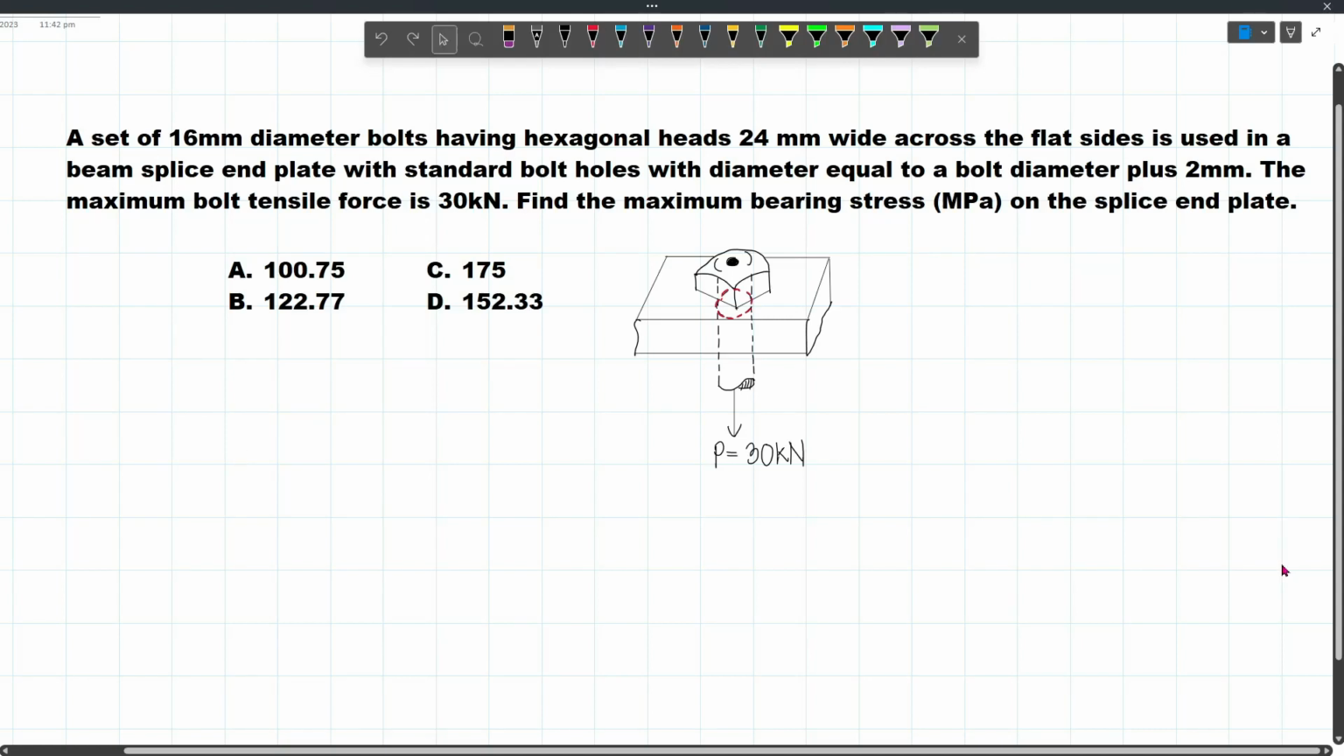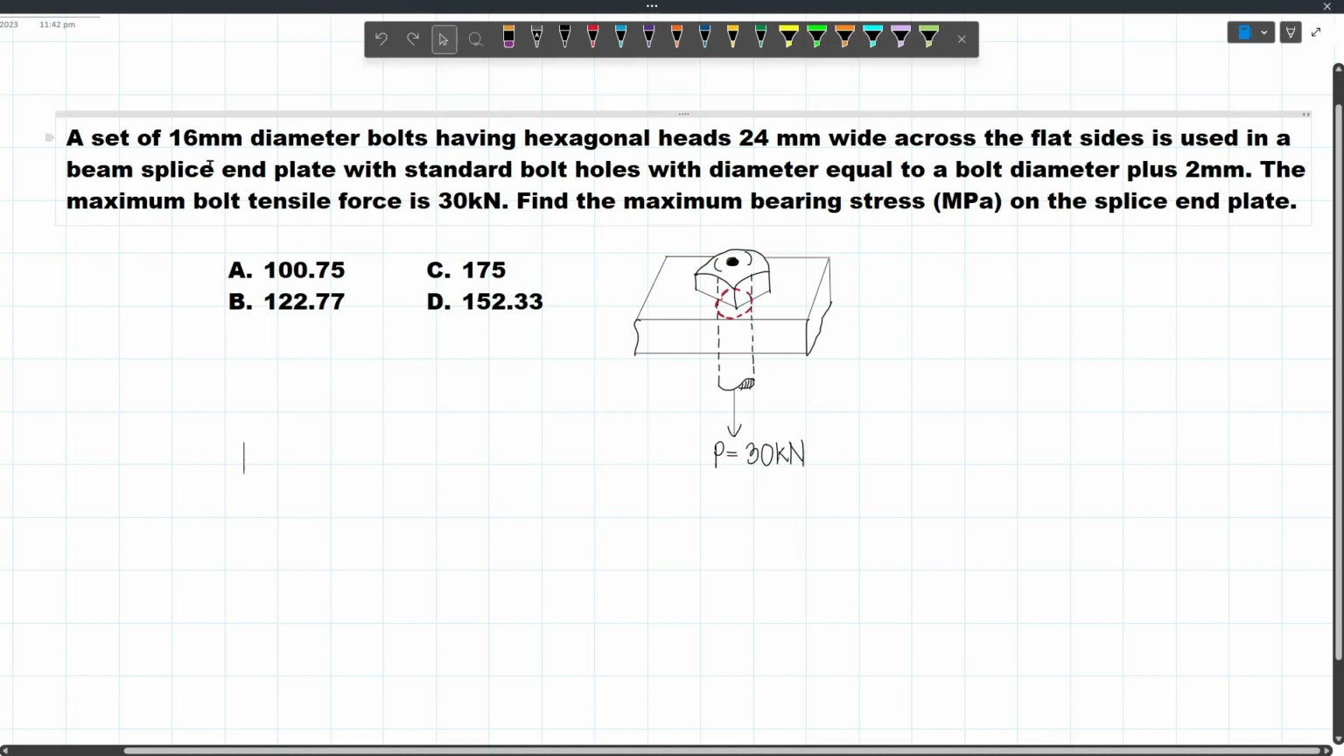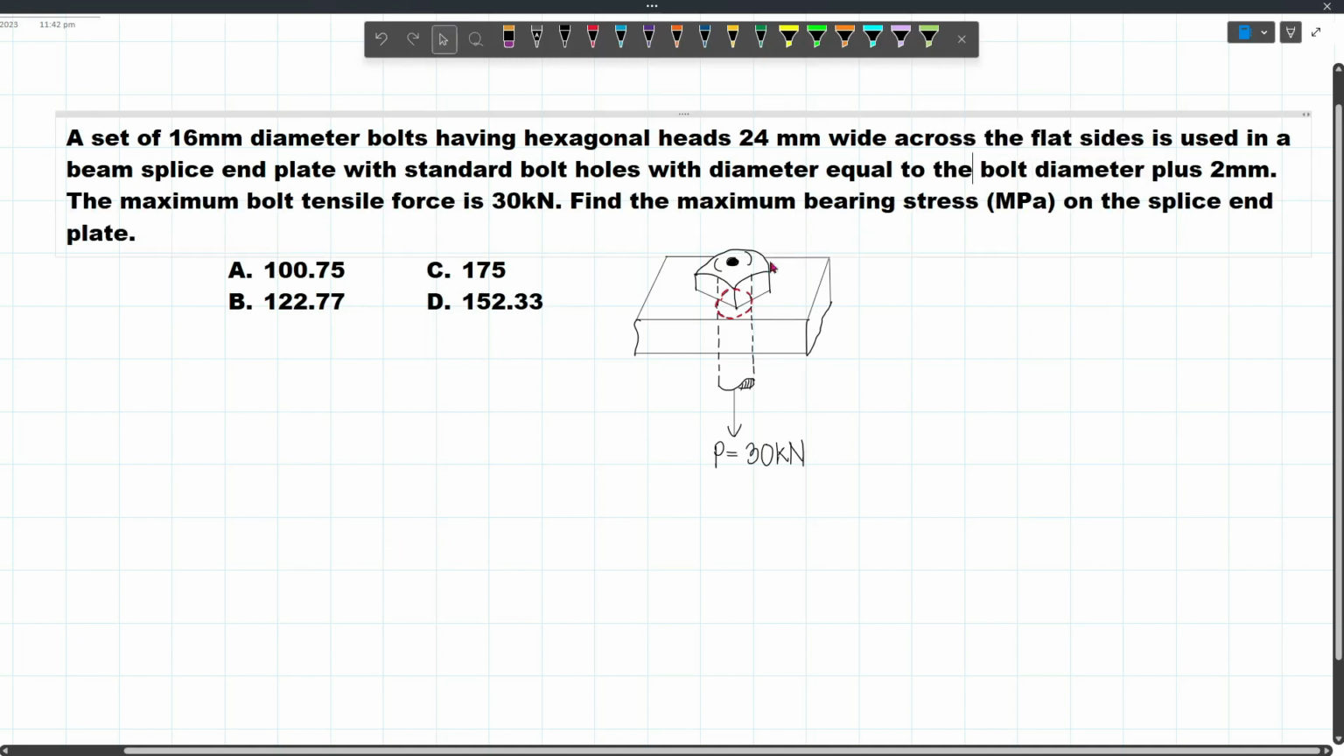In our next video, let's skip to the problems that are uncommon. So we have a set of 16 mm diameter bolts having hexagonal heads 24 mm wide across the flat sides. And it is used in a beam splice end plate with standard bolt holes with diameter equal to the bolt diameter plus 2 mm. The maximum bolt tensile force is 30 kN.